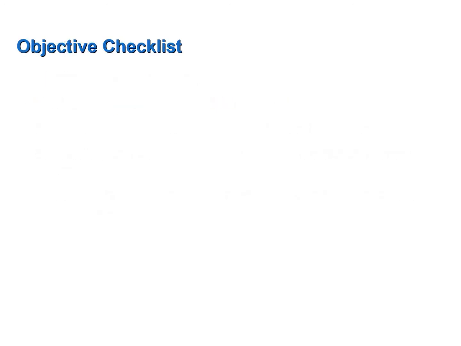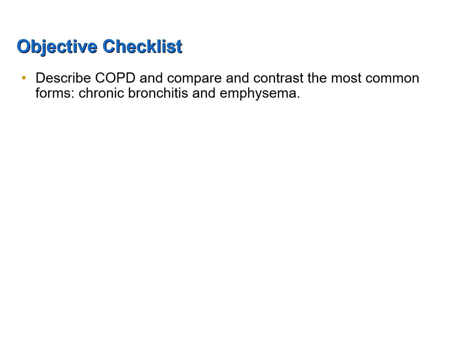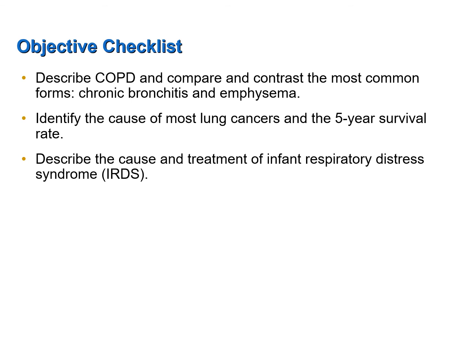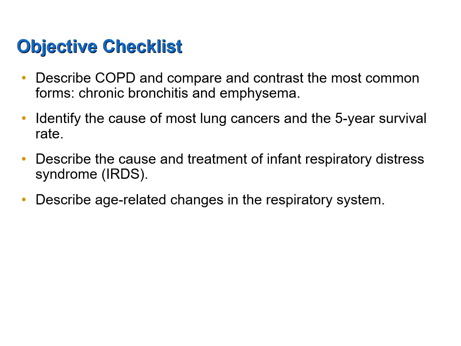As we are now at the end of the screencast, let's do a recap of our objectives. Describe COPD and compare and contrast the most common forms, chronic bronchitis and emphysema. Identify the cause of most lung cancers and the 5-year survival rate. Describe the cause and treatment of infant respiratory distress syndrome. Describe age-related changes in the respiratory system.